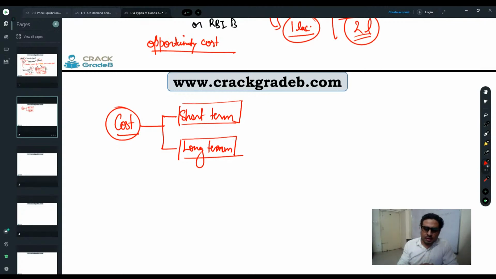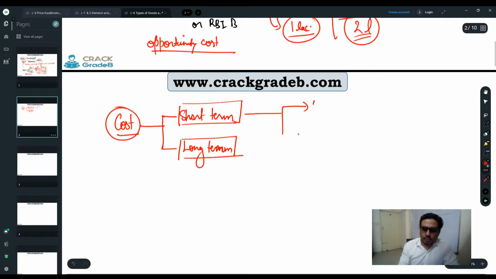So unless you are doing a course of costing, it is not required to go for long term cost. Just focus on the short term cost, and that is part of most of the examination syllabus, and the questions will also come considering the short term cost. If you want to, you can study the long term cost also, but it is not required.